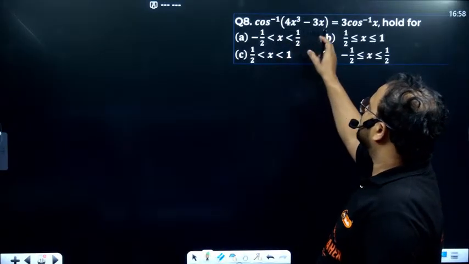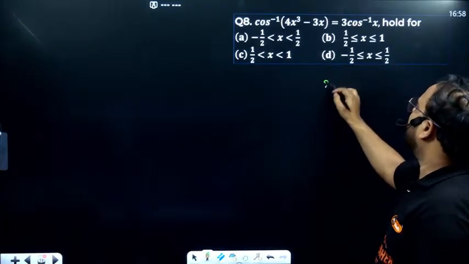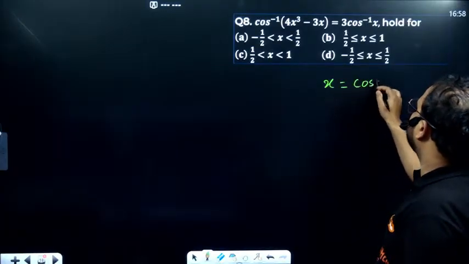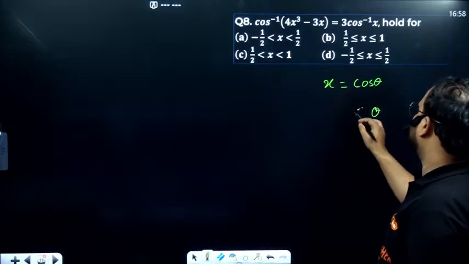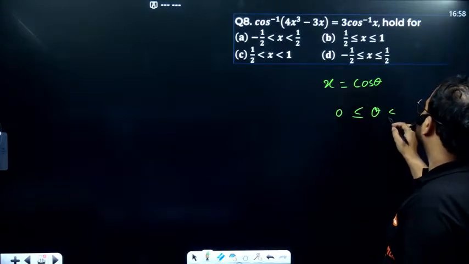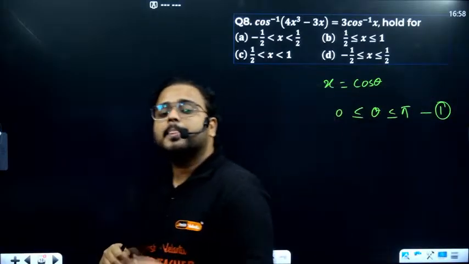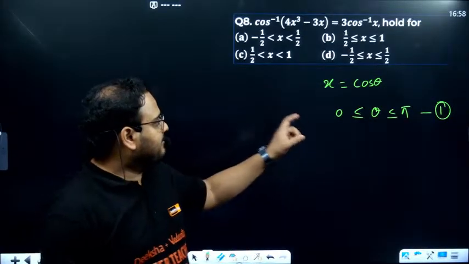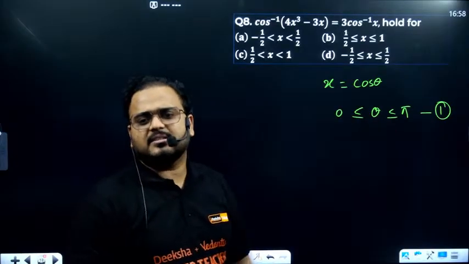Cos inverse of 4x cube minus 3x is 3 cos inverse of x. Clear, sir? This is a formula, but when x is cos theta, it means theta over here has to lie from 0 to pi. How come, sir? How come this is true, sir? Because if I'm taking this condition over here, this has to be the condition for theta, because theta has to be taken in that form only.